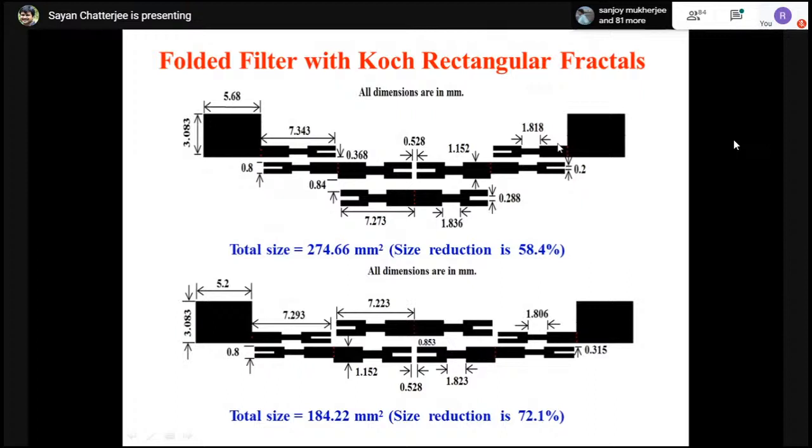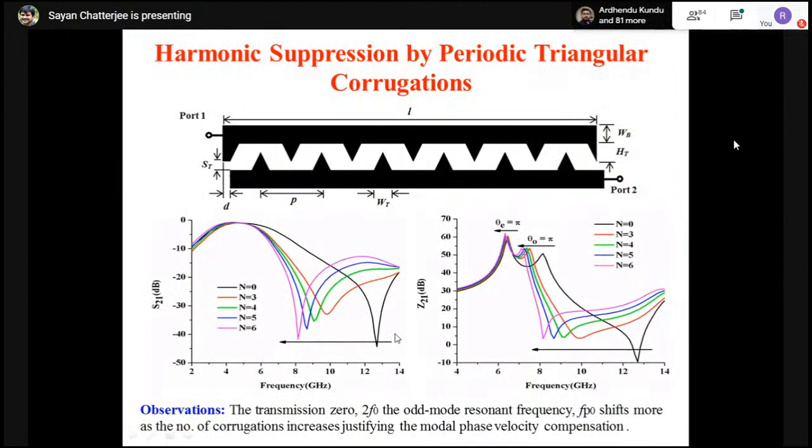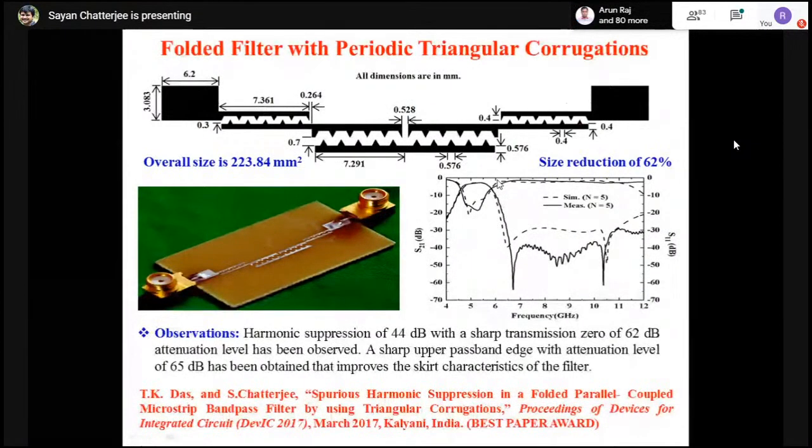These are certain fabricated results that I am showing here. Beyond this passband region, it shows a very good result in the harmonics. The blue is where there is no indentation, and with more indentations you get better harmonic suppression. This is another structure where periodic triangular prolongations are used, and again you can see the odd mode and even mode velocities changing, and how the effects of transmission zero reallocation actually happen here. These are the fabricated results you can see in the harmonics region. The passbands remain almost the same. This is an inline structure where you can have very good harmonic rejection in this region.